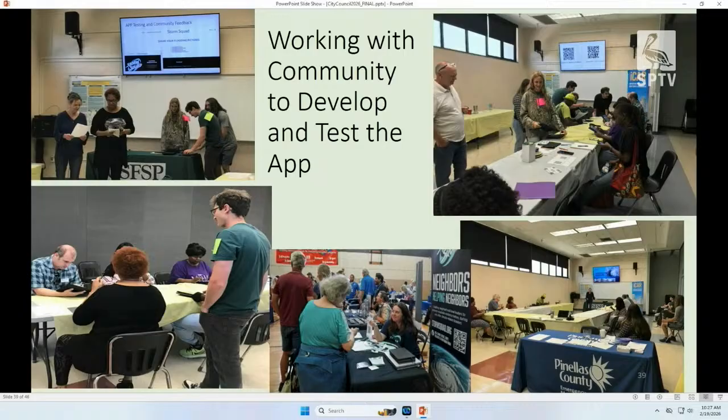Storm Squad is grounded in community engagement and community-based participatory research. As you can see, residents are not subjects of the research, they are co-creators. They test and refine the flood app. They provide ground truth reporting. They interpret survey data and identify local priorities. This is science and lived experience working together.